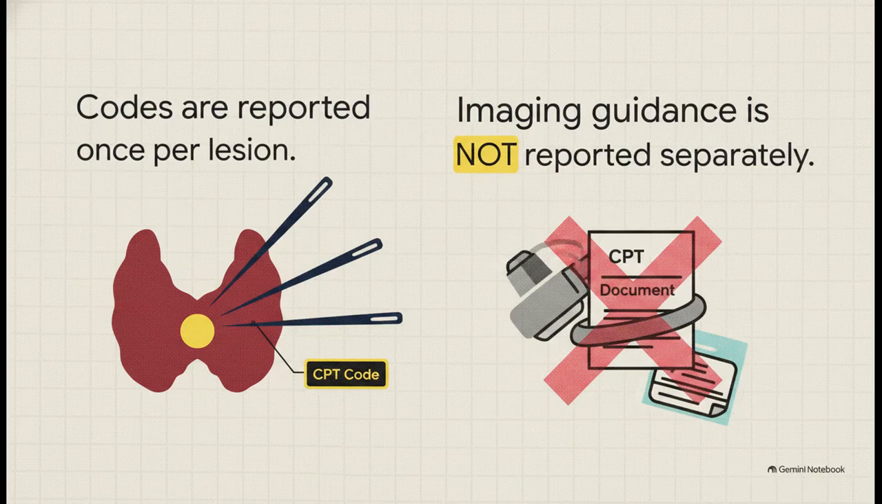I really want to emphasize this rule. These codes are reported once per lesion per session. You absolutely do not bill a code 3 times just because the doctor took 3 passes at the exact same lesion. For second and subsequent lesions, you must use those specific add-on codes we just talked about. Plus, when you're coding an FNA with those imaging-specific codes, the imaging guidance is inherently bundled right in. It is not reported separately, so whatever you do, do not double bill that imaging.